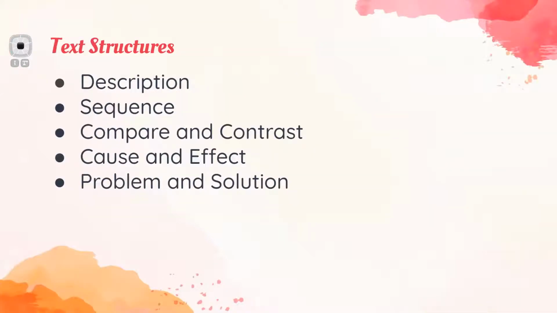And so we have 5 different text structures. We have description, sequence, compare and contrast. Yesterday y'all talked about cause and effect, and today we're going to do the last one, problem and solution. So real quick, we're going to go over the other 4.